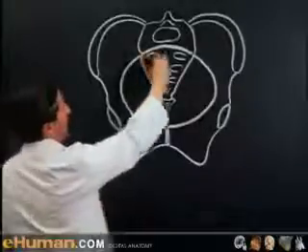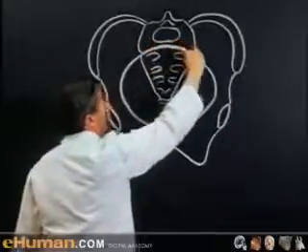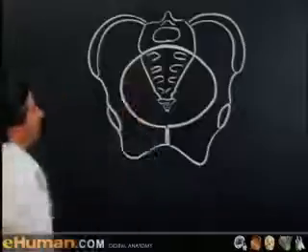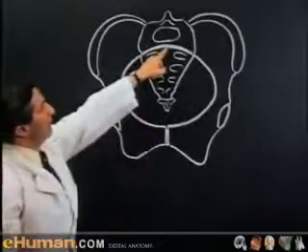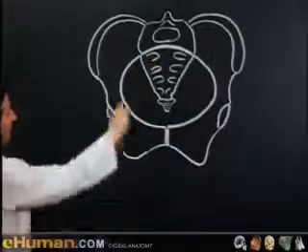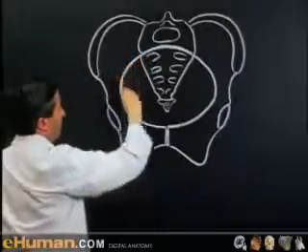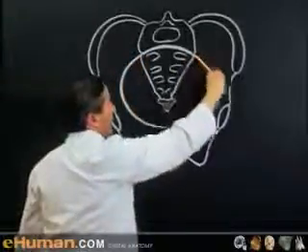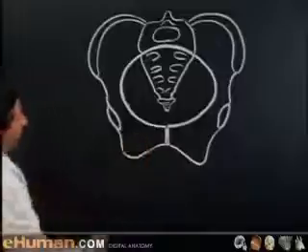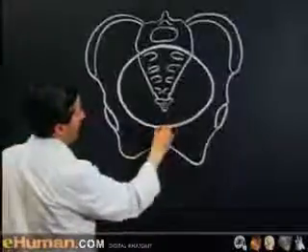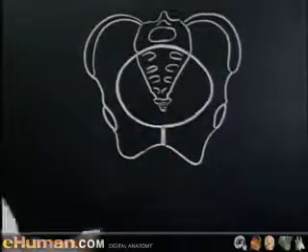Now, I'll just go through this again because it's such a very important area. The promontory of the sacrum, which is the anterior superior border of the first sacral vertebra, and there we have the iliopectineal line on either side coming round on the inner aspect of the ilium and then coming onto the superior surface of the body of the pubis.